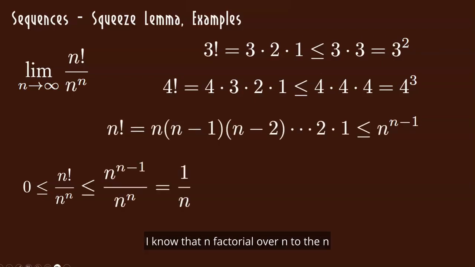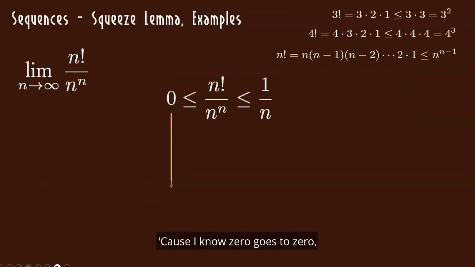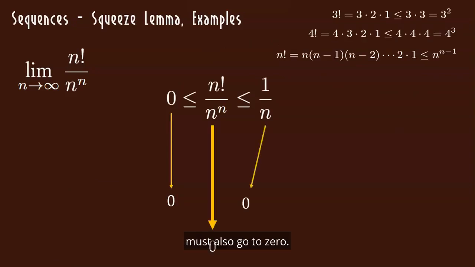I know that n factorial over n to the n must be less than or equal to n to the n minus 1 over n to the n. Well, the power on the top is n minus 1, and the power on the bottom is n, so I've got an extra 1 on the bottom. This is 1 over n. Yay! We can do this, because I know 0 goes to 0. 1 over n goes to 0, which means the stuff in the middle must also go to 0.